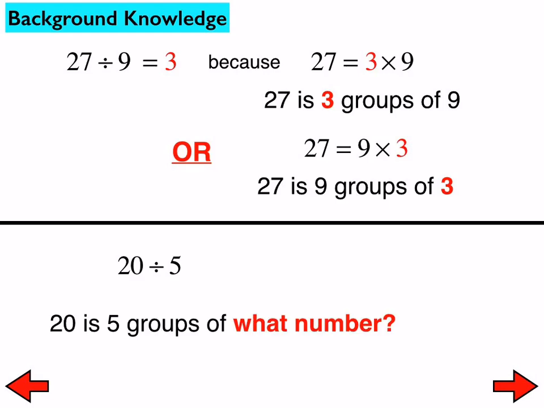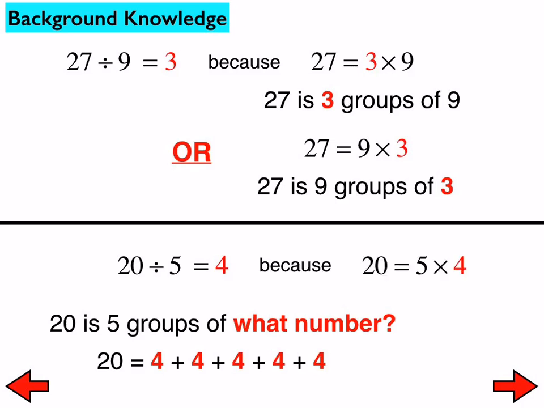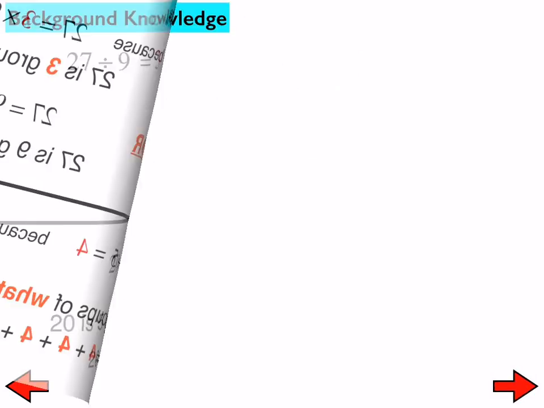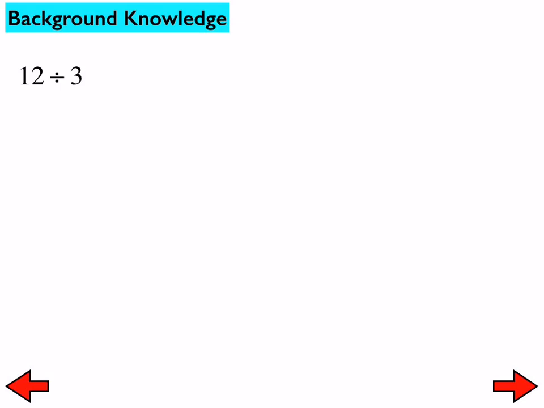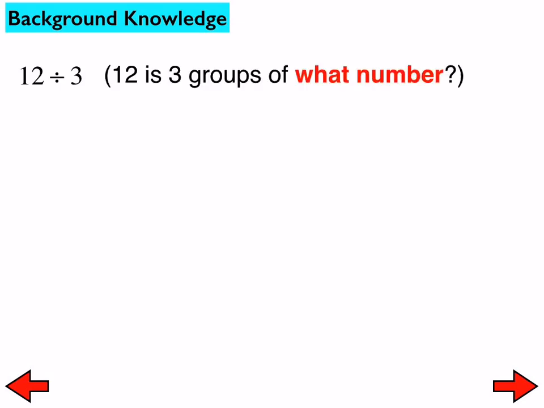We could think of this as 20 is 5 groups of what number? And obviously that's 5 groups of 4 using repeated addition. That's one way of proving that 20 divided by 5 is 4. But we're going to utilize these ideas now with number lines. So our very first one, 12 divided by 3, we're going to think of that like in the last problem as 12 is 3 groups of what number?